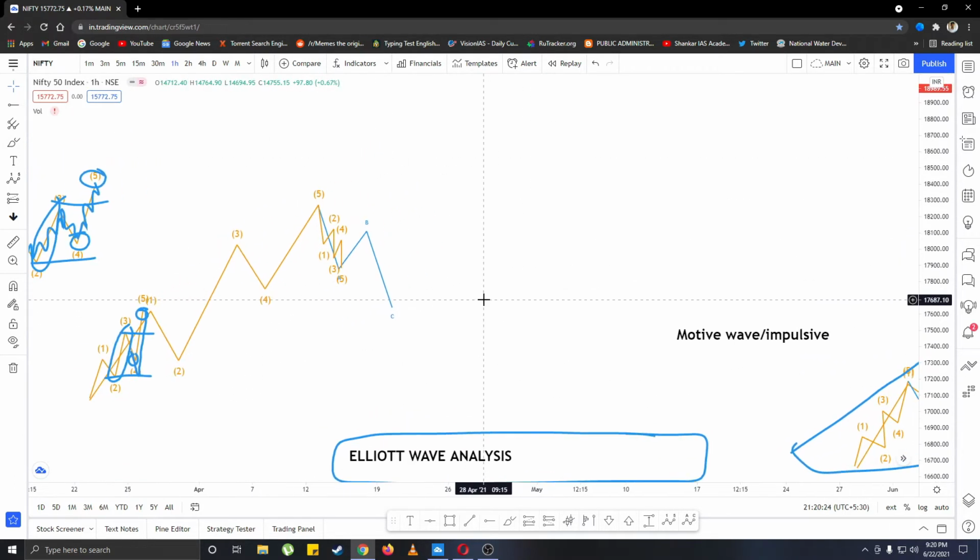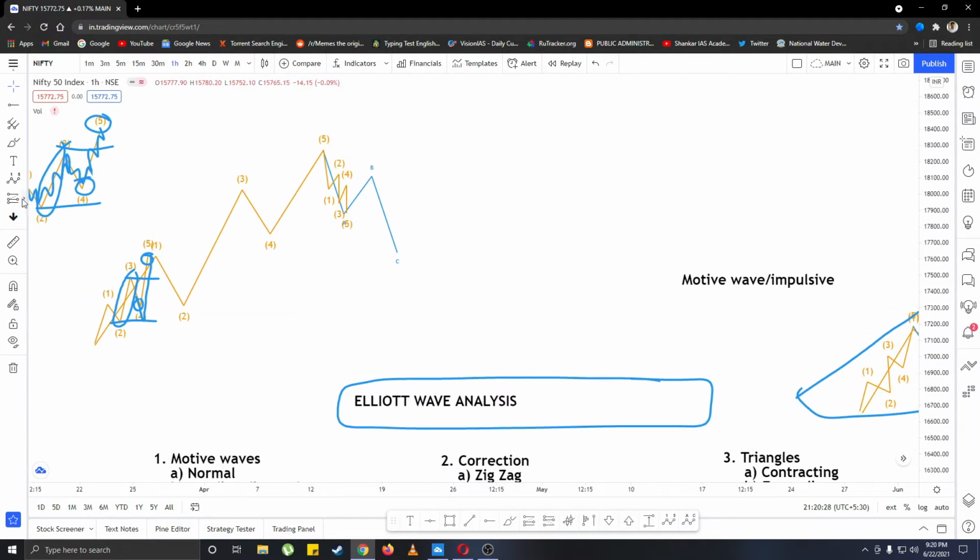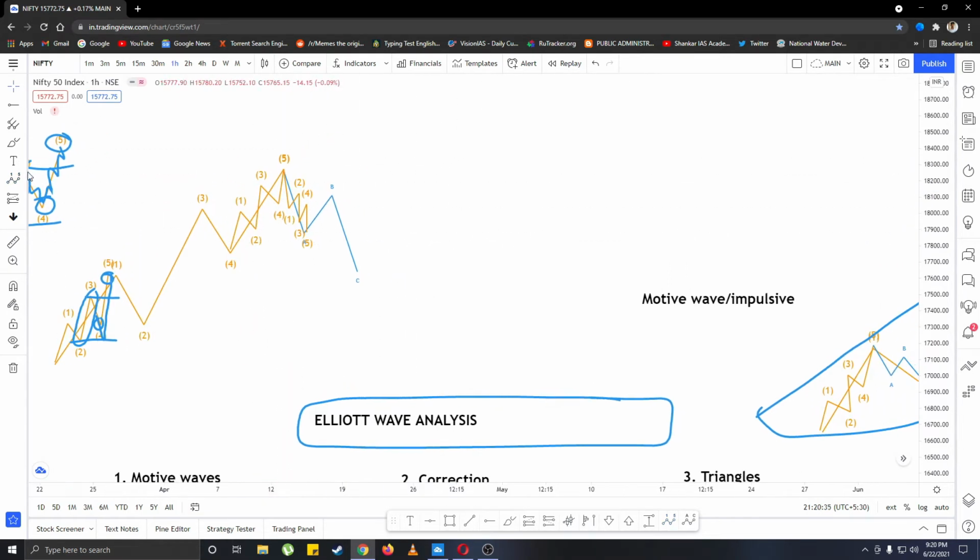Now we will talk about the ending diagonal. Now ending diagonal occurs in wave 5, that is 1, 2, 3, 4 and a 5. It usually looks something like this. You'll find it something like this. This is an example of an ending diagonal, and if we look at RSI or some other indicators, we usually find a divergence here as well.